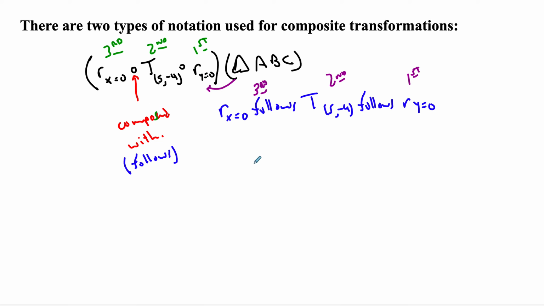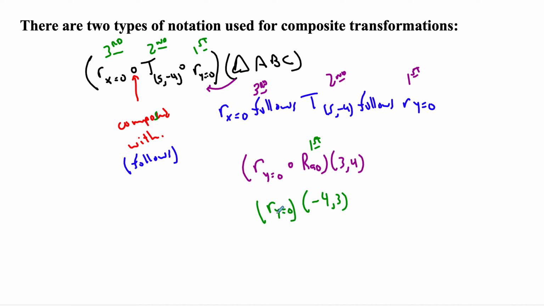So for instance, if I were to write a reflection over y equals x composed with a rotation of 90 degrees, which I could do, and let's say I'm doing it to the point 3, 4, then the first thing I would do would be the rotation of 90 degrees. The rotation of 90 degrees on 3, 4 would be opposite y, x. And then once I've done that, I've taken care of that. So then all that remains is a reflection over line y equals 0 on that.